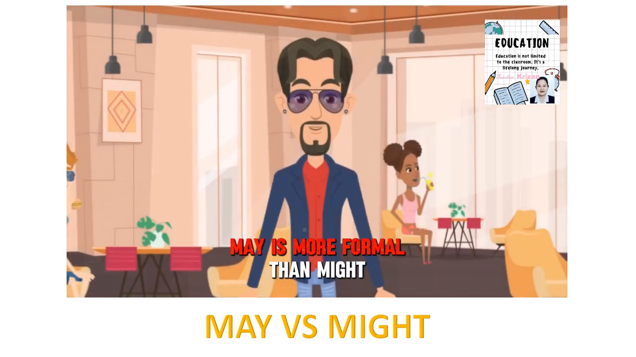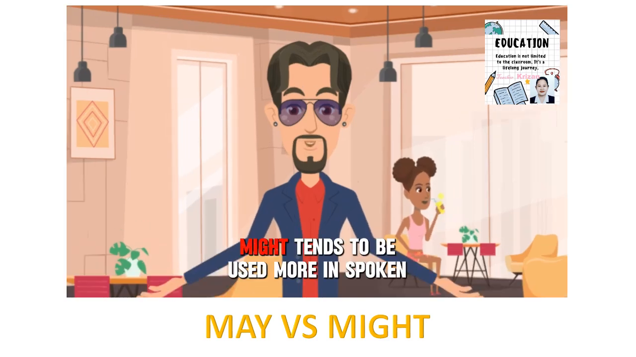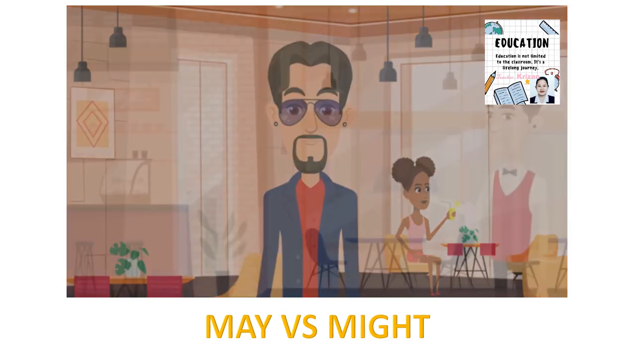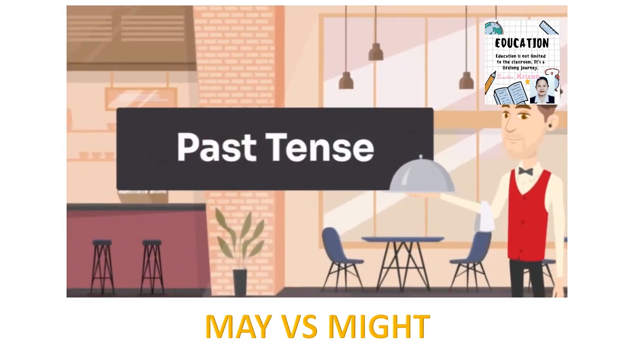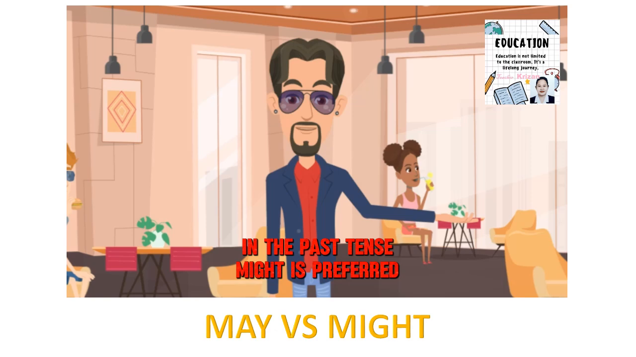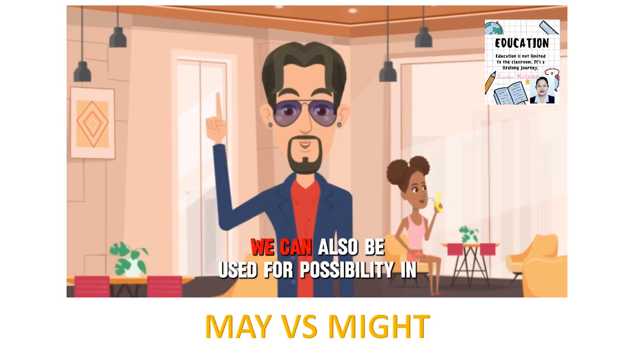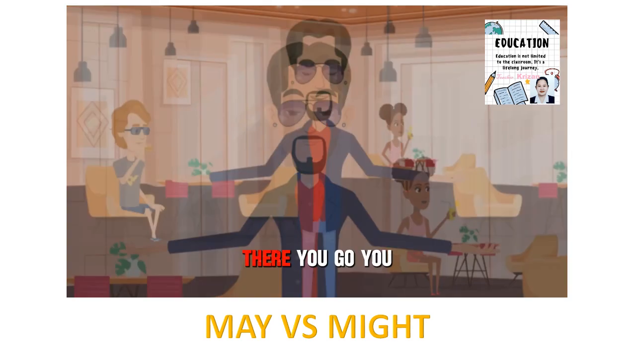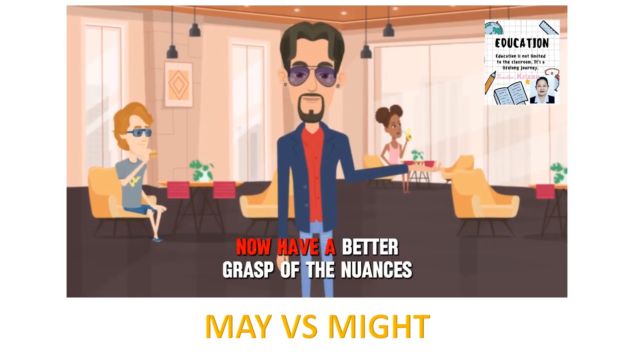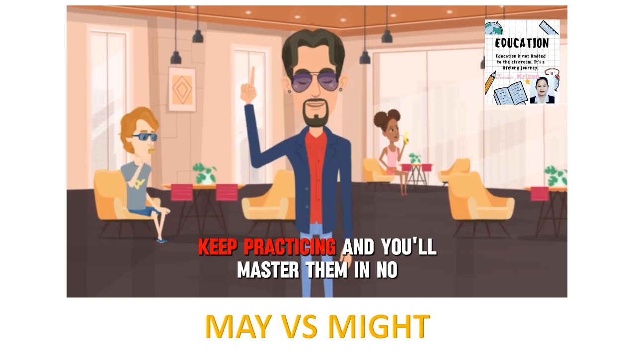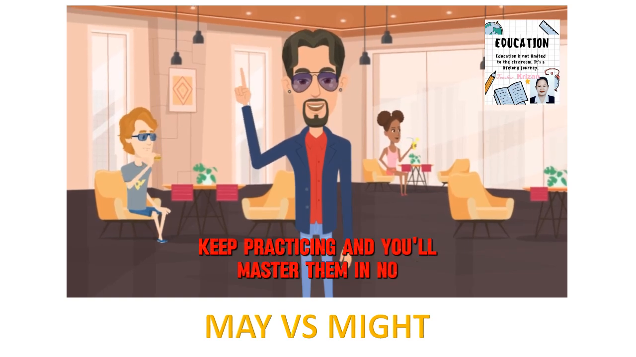May is more formal than might. Might tends to be used more in spoken language. In the past tense, might is preferred. May can also be used for possibility in the past. There you go. You now have a better grasp of the nuances between may and might. Keep practicing, and you'll master them in no time.